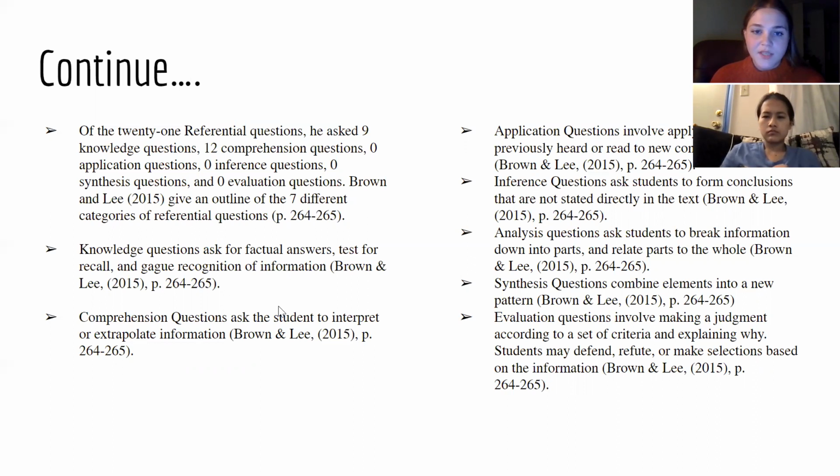The short question time, in addition to the display questions he uses and only using lower level referential questions, can lead to a lack of authentic conversation, which limits the English learners' learning opportunities and second language acquisition.